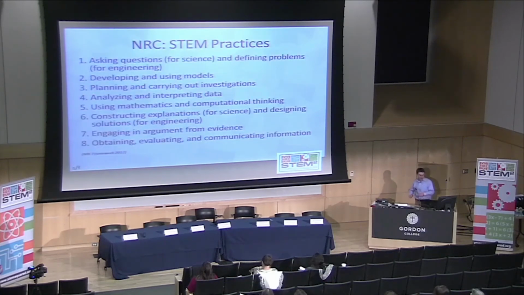Those NRC practices, so asking questions, defining problems, developing and using models. So in the case of finding the location between the two hilltops or the towns, you're developing and using a model for that. The Cartesian coordinate system is actually a model, and overlaying it on a two-dimensional map or a topographical map.